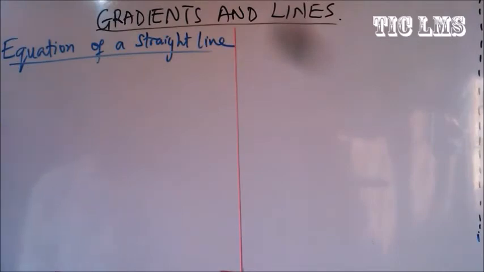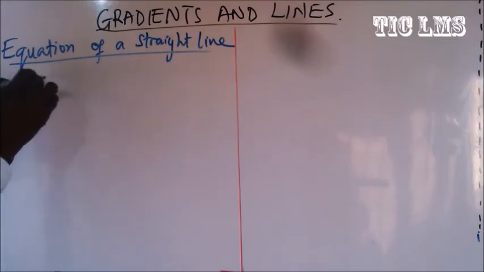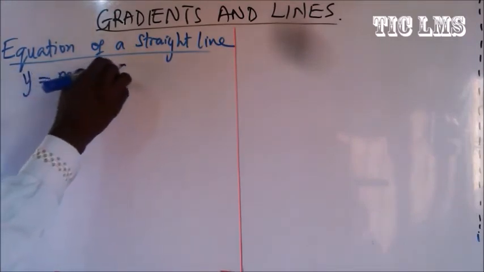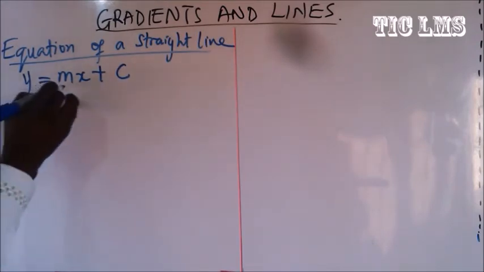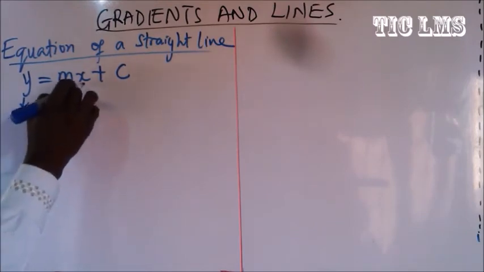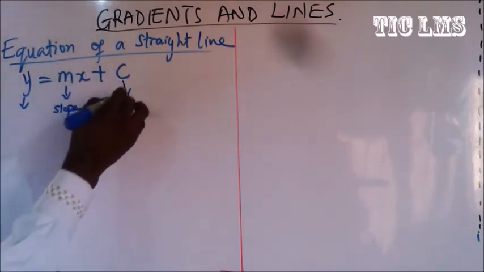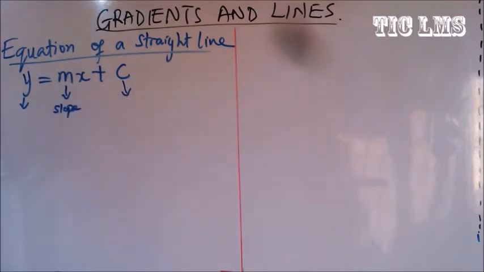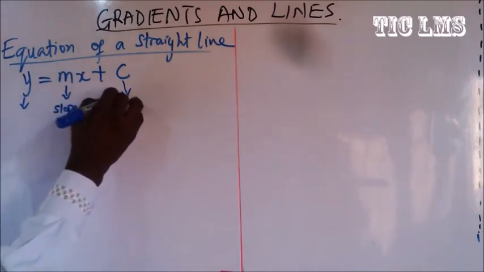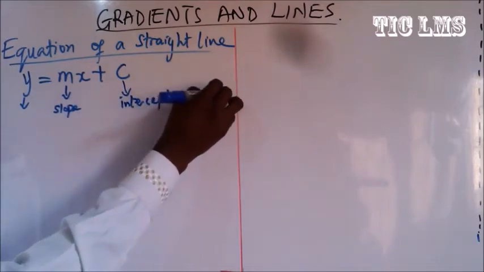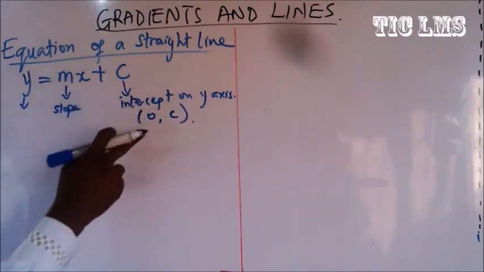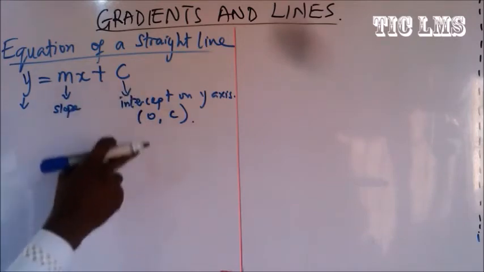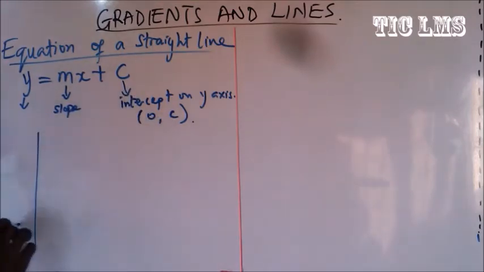So we're looking at the equation of a straight line. The equation of a straight line is y equal to mx plus c, where y is a variable, m is the slope, x is also a variable, and c is the intercept of the line on the y-axis. It's just like 0, c, that is where the line cuts the y-axis. You can determine the equation of a straight line.